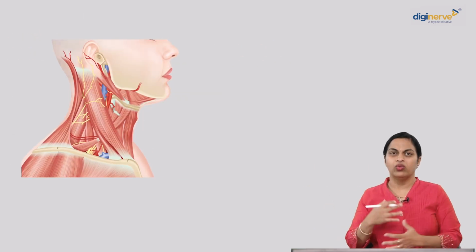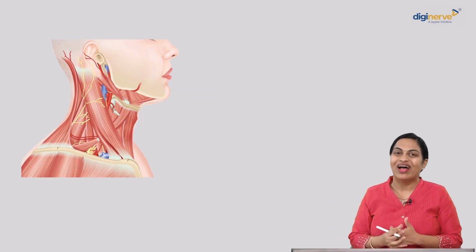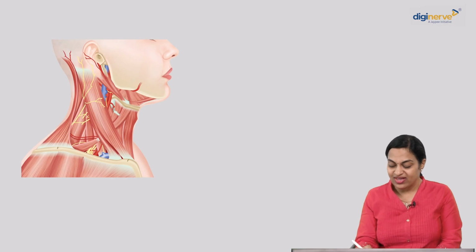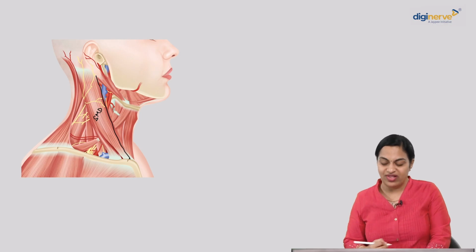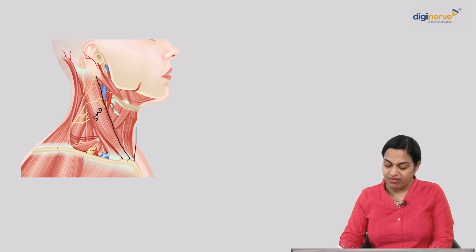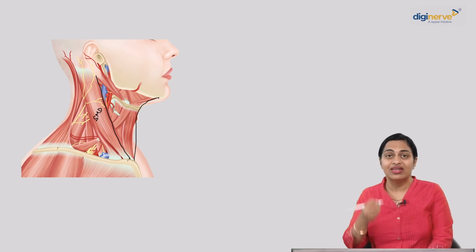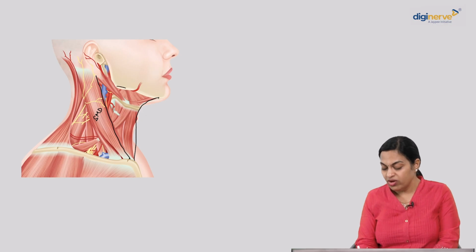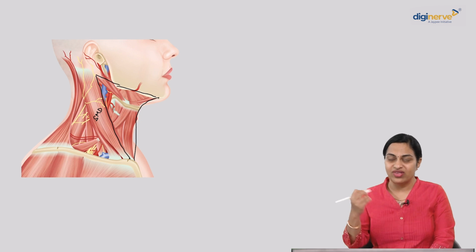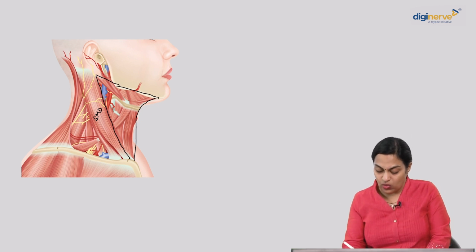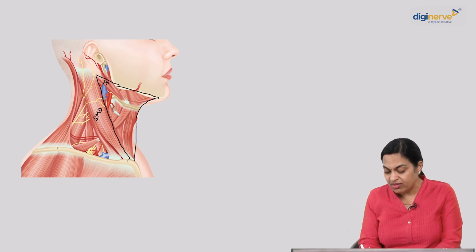Now let's go to the quick revision of the triangles of the neck. Yes, the anterior triangle, it is bounded by the anterior border of the sternocleidomastoid, the midline of the neck, the lower border of the mandible extending to the mastoid process, isn't it? What are the subdivisions of this anterior triangle? So, this is the posterior belly.